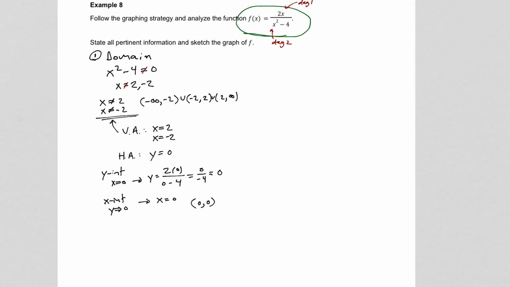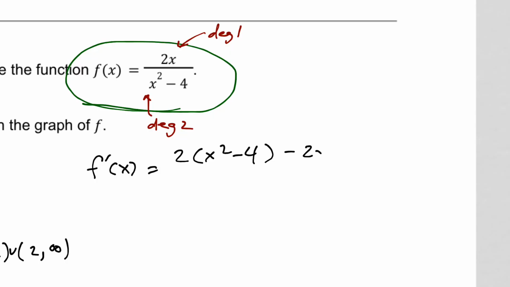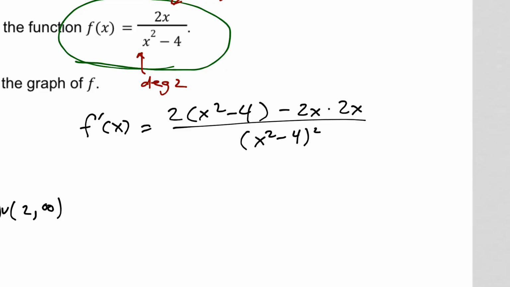To identify when the function is increasing or decreasing, we're going to use the first derivative. To find the first derivative, we need the quotient rule. I'm going to take the derivative of the top times the bottom minus the top as it is times the derivative of the bottom, divided by the denominator squared. So we can simplify this a little bit. The numerator becomes 2x squared minus 8 minus 4x squared.